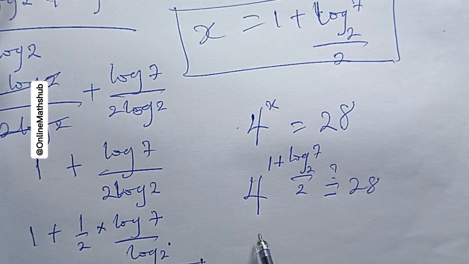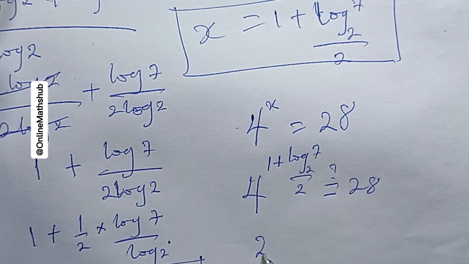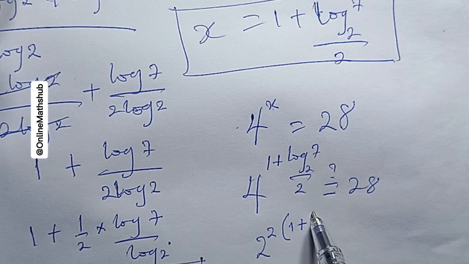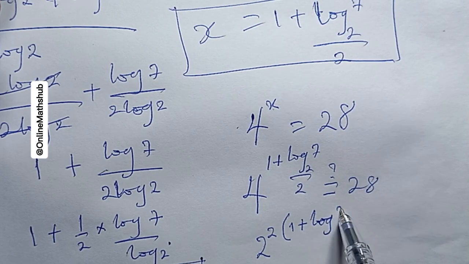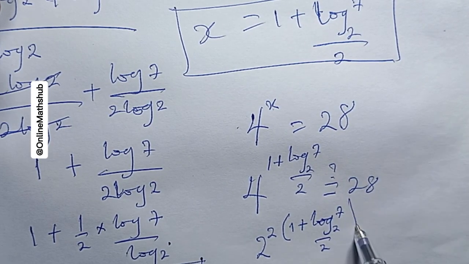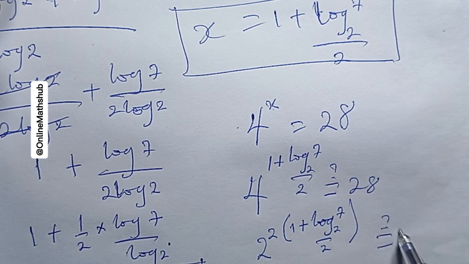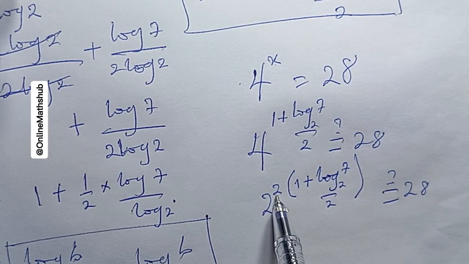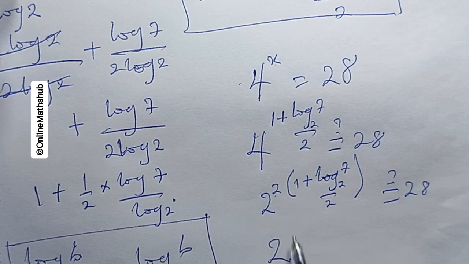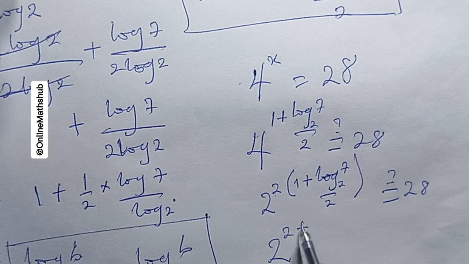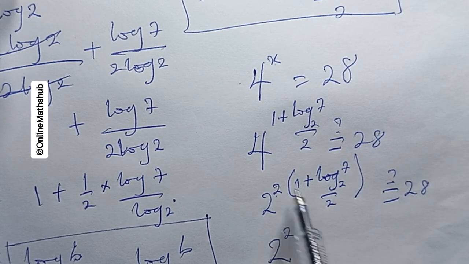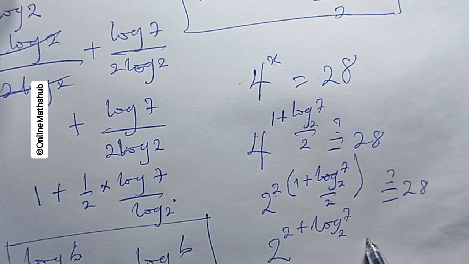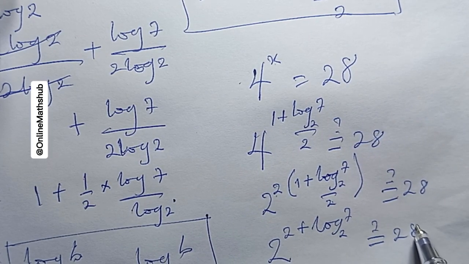Okay, so let me express this 4 here as 2 power 2, and then of course it will multiply what I have on the power right there. So this is log 7 base 2 divided by 2, and we want to find out whether this will be equal to 28. Okay, so moving on, I can actually use this to open the bracket. So I'm going to have 2 power 2 plus, and then of course when these two multiply, this is actually going to cancel this. So I'm going to have log 7 base 2. So will this be equal to 28?